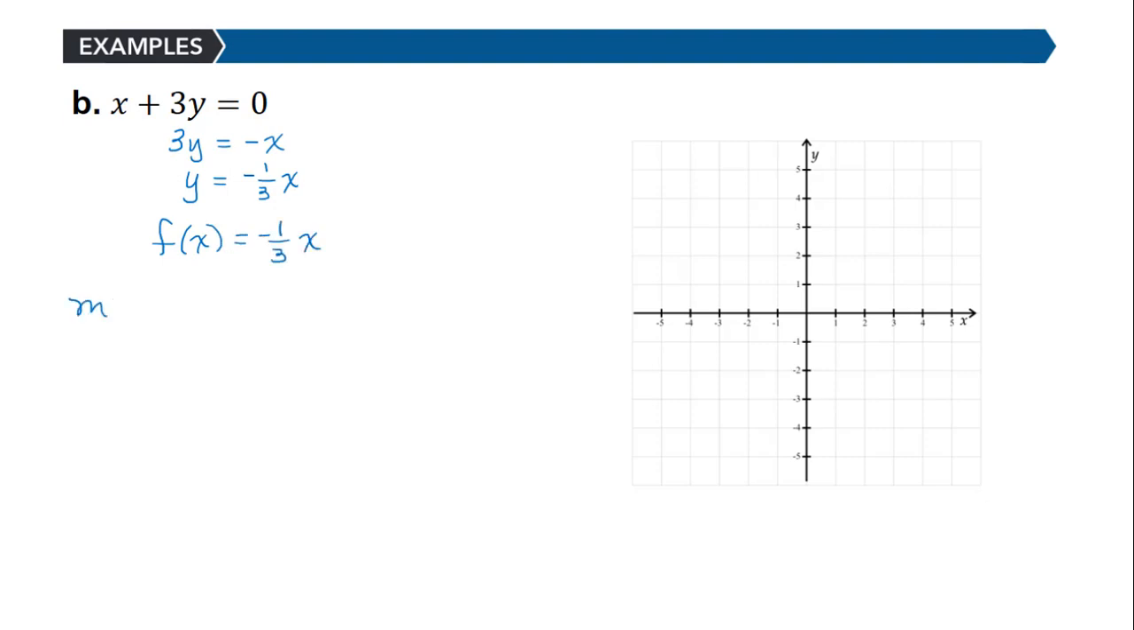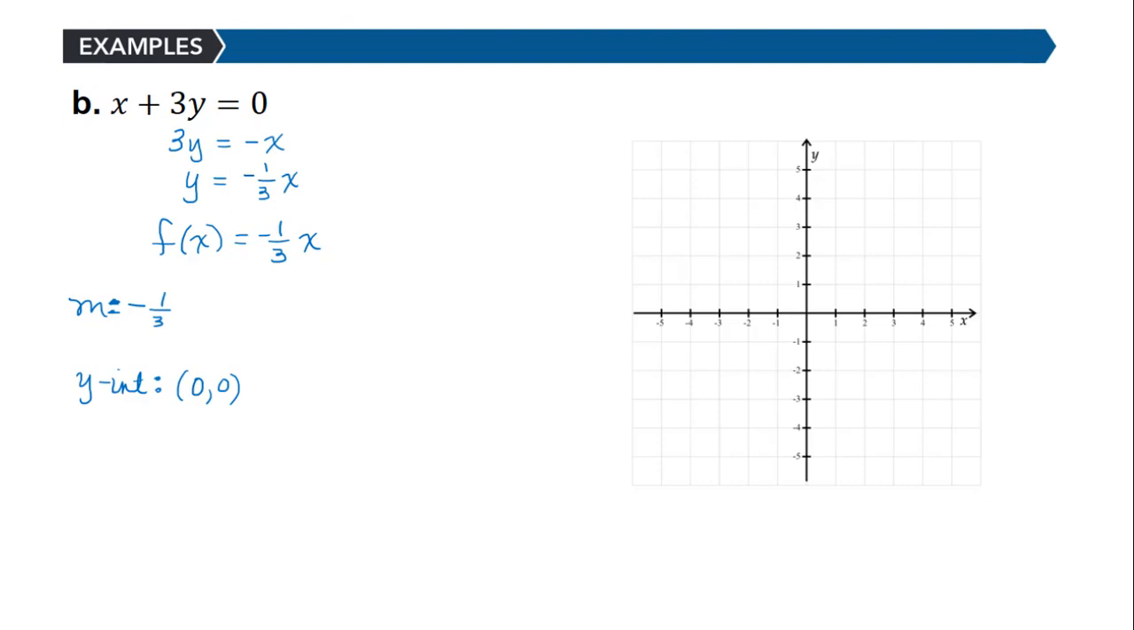So the slope of the line is the coefficient of x, negative 1/3, and our y-intercept is this constant term, which is 0. So the y value of the y-intercept is 0, which would be 0, 0.